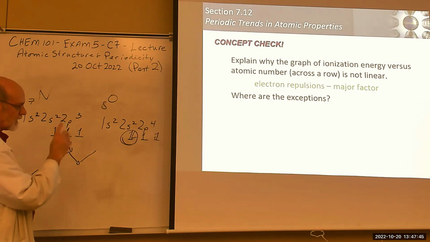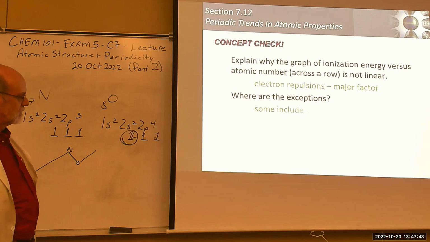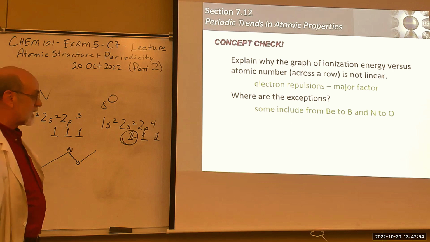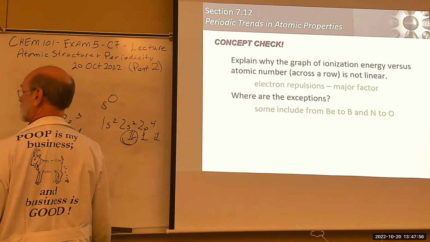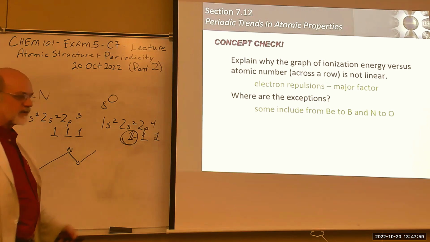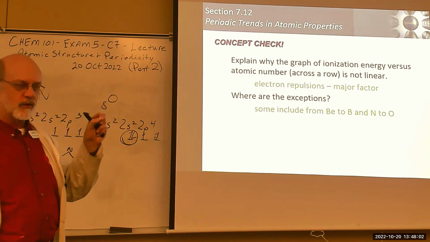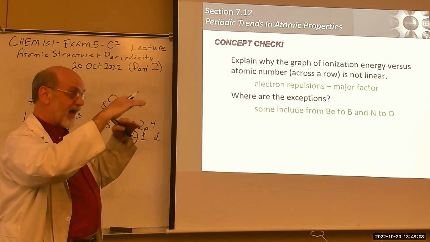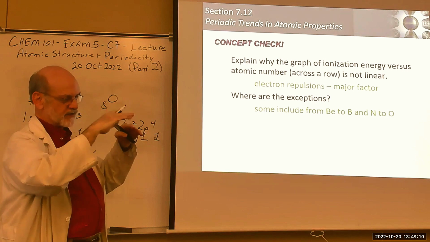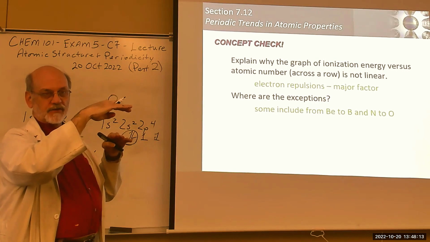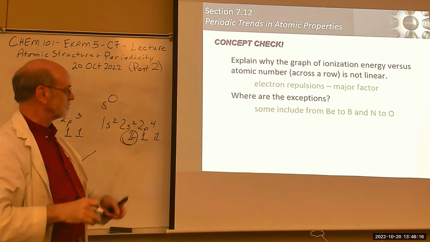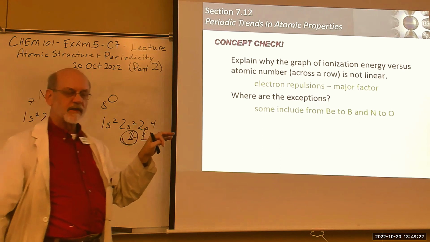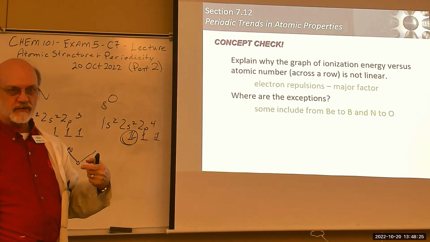That's what they mean by other exceptions from beryllium to boron. For beryllium to boron, beryllium is an s orbital at this level, and boron is a p orbital at that level. For that one, it's not so much repulsion as it is the p is at a higher energy level, so it takes less energy to get it to infinity. For the nitrogen to oxygen one, yes, electron repulsion. Beryllium to boron is a difference in energy levels for the electrons.